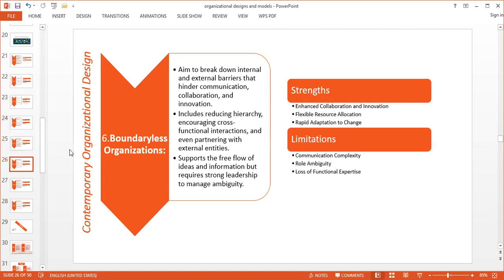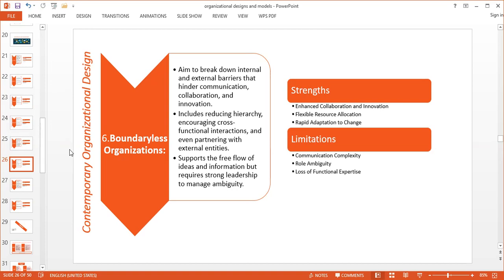Sixth one is boundaryless organization. This organization aims to break down internal and external barriers that hinder communication, collaboration, and innovation. It includes reducing hierarchy, encouraging cross-functional interaction, and even partnering with external entities. It supports the free flow of ideas and information, but requires strong leadership to manage ambiguity.